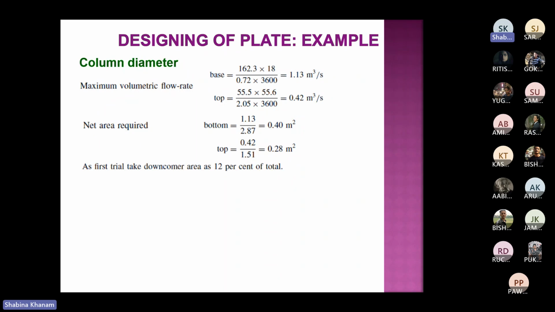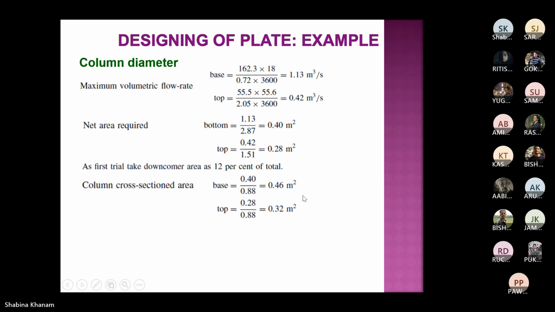And the downcomer area, how you need to consider it may vary, but you need to start with 12%. That gives the feasible outcome. So 12% downcomer area we have considered. So column area should be this divided by 0.88. Column cross sectional area is this divided by 0.88, because 12% downcomer area we have already deducted. So base area will come as 0.46 meter square, and top is 0.32 meter square.